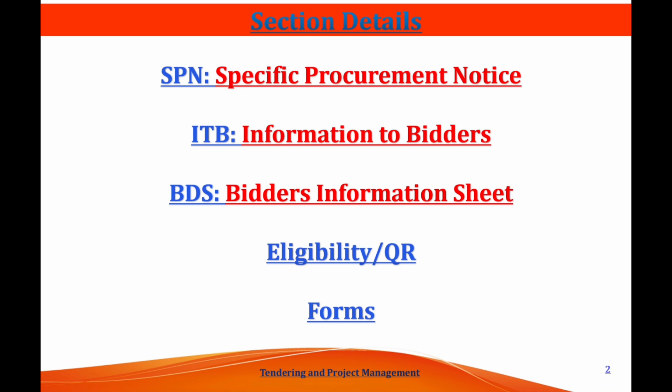Next, we will talk about the BDS or bid data sheet. So this BDS is going to replicate a couple of specific clauses from ITB. मान के चलिए 60 to 70 clauses रहेगा ITB में. BDS will specify specific requirements for this tender.